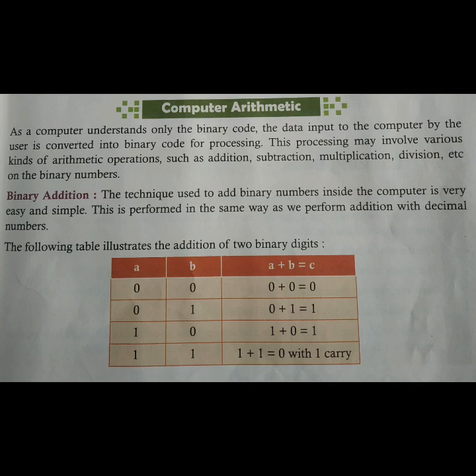So what is binary addition? The technique we use to add binary numbers inside the computer is very easy and simple. We have to follow the rules to add binary numbers. First case, 0 plus 0 is 0. Second, 0 plus 1 is equal to 1. Third, 1 plus 0 is equal to 1. And fourth, 1 plus 1 is equal to 0 with 1 carry. So we have to follow this rule to add the binary digits.